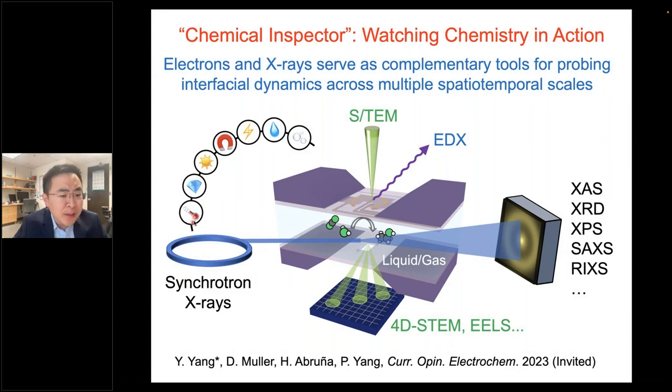So what I'm showing you here are a variety of environmental stimuli, going from temperature, pressure, light. It can also be magnetic and also biasing in liquid or gas phase. Later I will gradually introduce what those technical jargons mean in the particular experimental conditions, going from 4D STEM to EELS to EDX, and including other X-ray techniques.